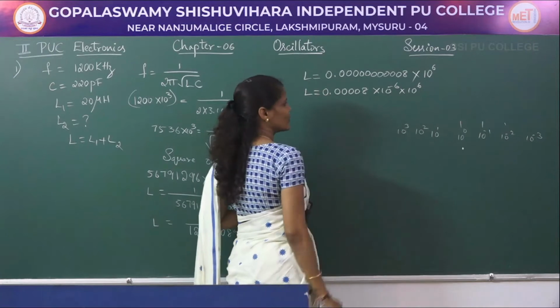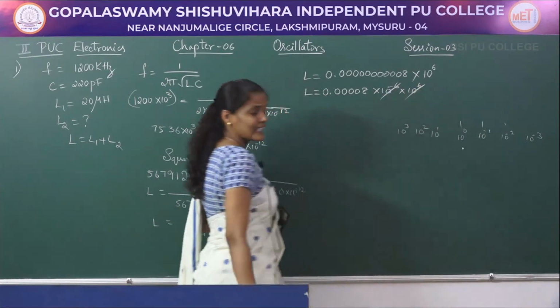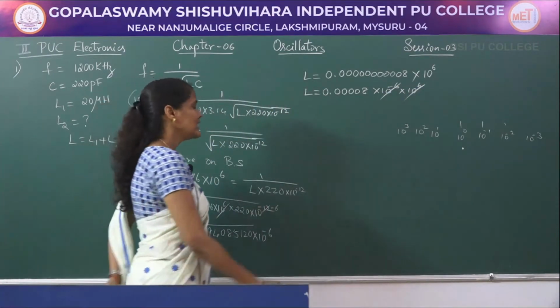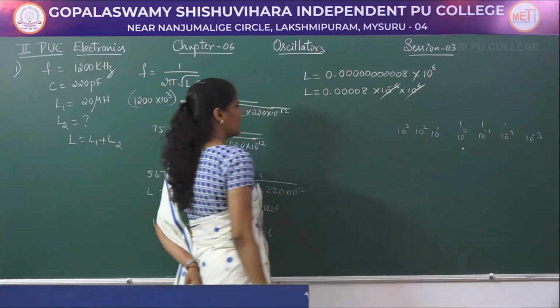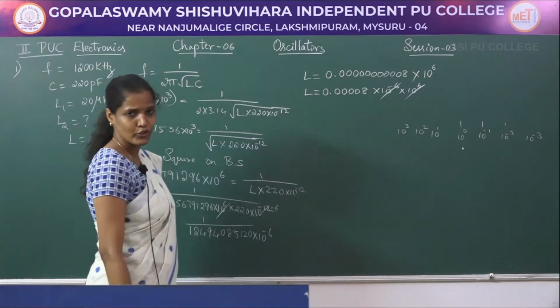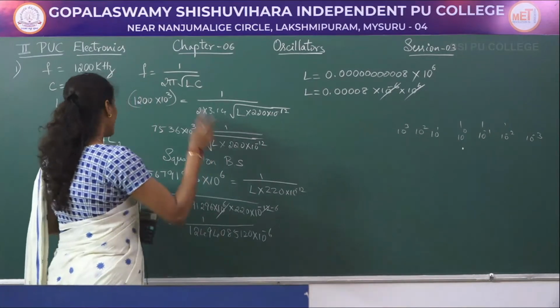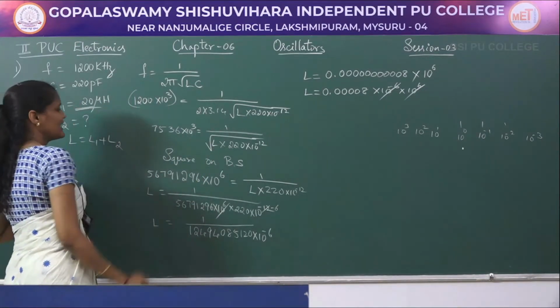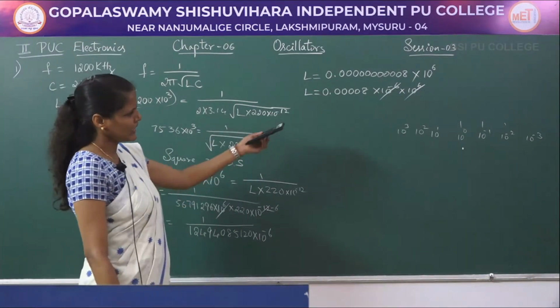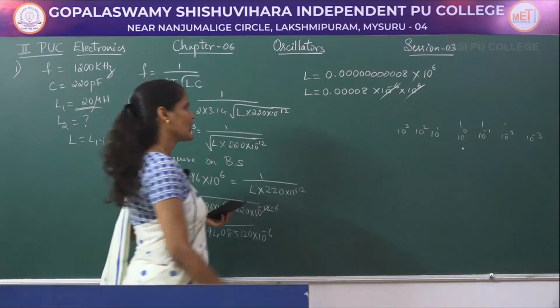So, L is equal to this much. 10 power minus 6 and 10 to the power of plus 6 get cancelled. So, I will be having this value 0.408 Henry. But here L1 is given in microhenry. So, let me convert even this into the microhenry itself.